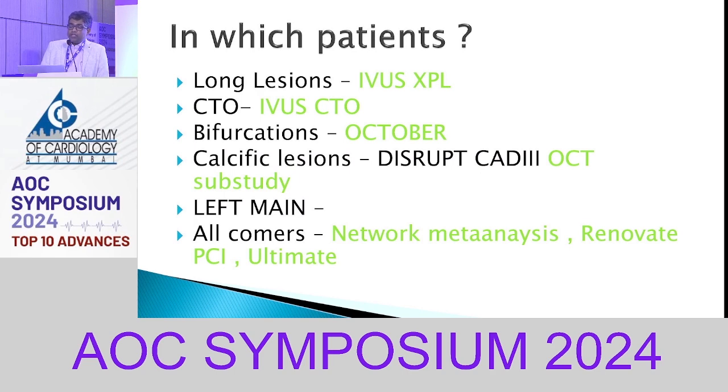In which patients? Now, long lesions, we had IVUS XPL data, IVUS CTO data for CTOs, bifurcation, we have October, even Ultimate trial and Renovate PCI also suggested bifurcations, imaging guidance is better. Calcific lesion, disruptive CAD, there is an OCT sub-study which showed benefit with OCT. Left main, we have tremendous data, so left main, it's a standard indication. All comers, network meta-analysis, Renovate PCI and Ultimate trial.